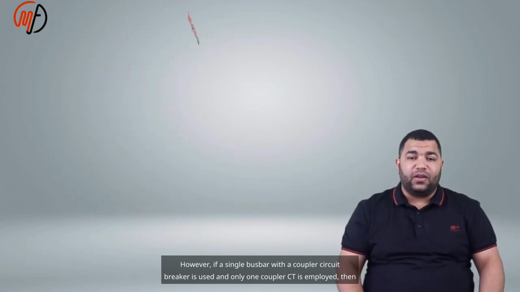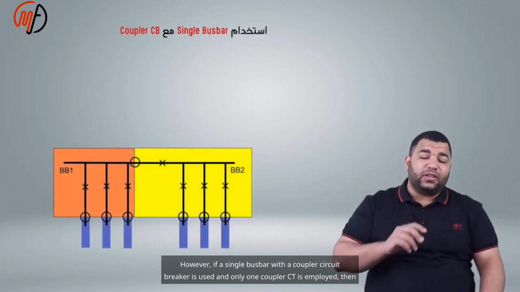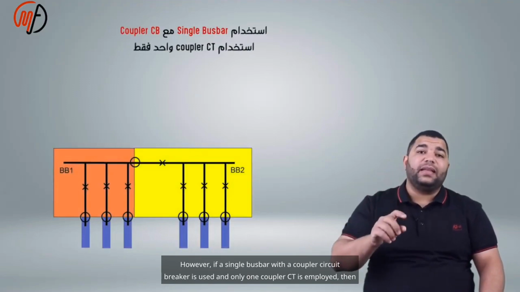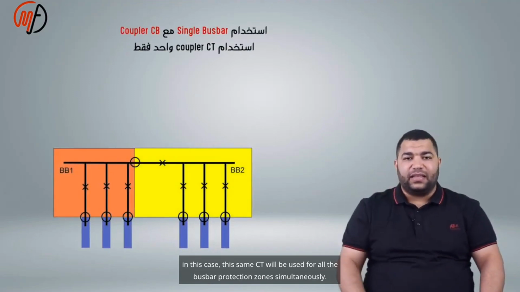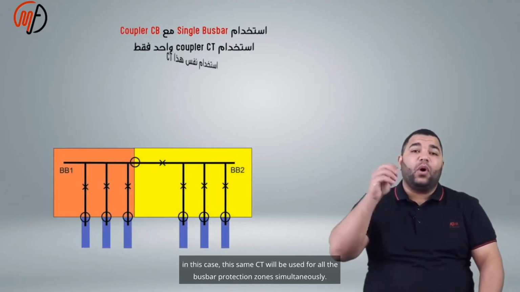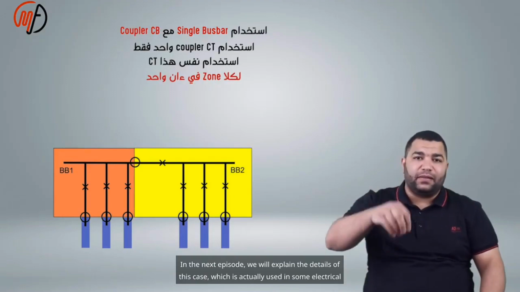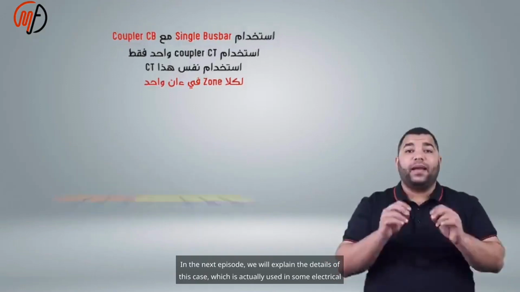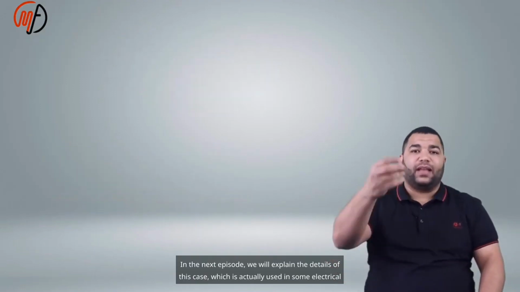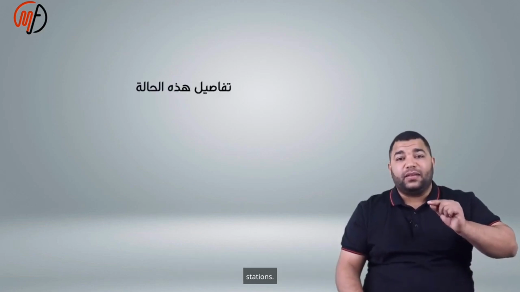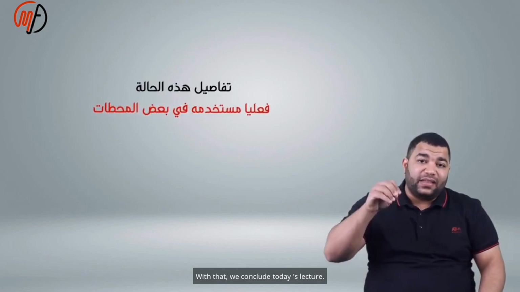However, if a single bus bar with a coupler circuit breaker is used and only one coupler CT is employed, then in this case, this same CT will be used for all the bus bar protection zones simultaneously. How is this done? In the next episode, we will explain the details of this case, which is actually used in some electrical stations. With that, we conclude today's lecture.